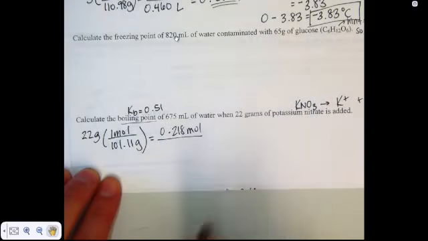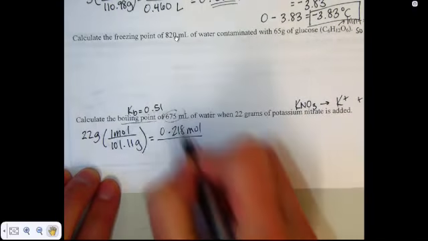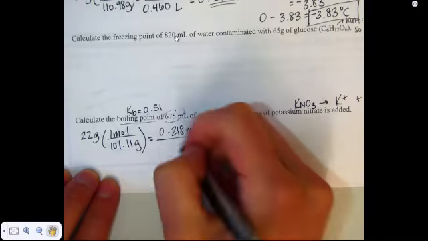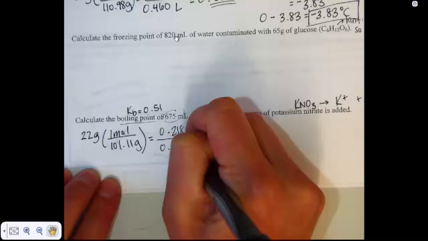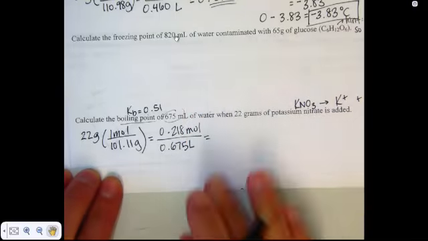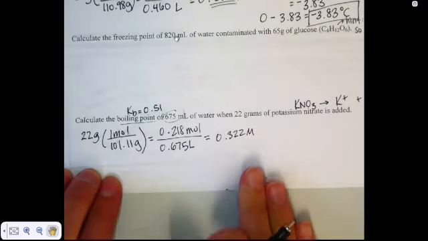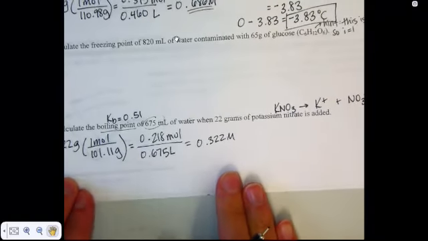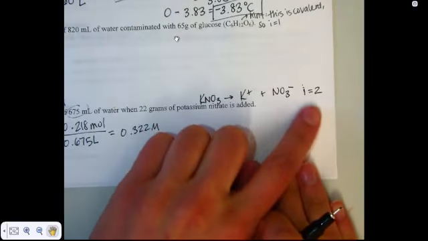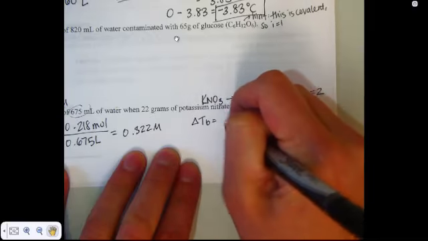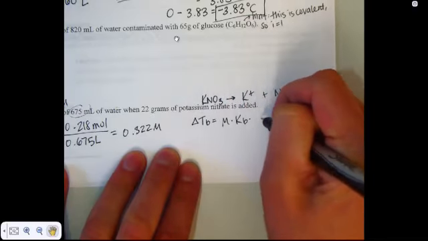That will give us 0.218 moles. And we want moles per liter. We have 675 milliliters. Don't you dare put milliliters on the bottom here. We're going to put 0.675 liters. And that will give us 0.322 molar. So now we have all the information we need. We have the molarity. We have what I equals, the number of particles. And we have this handy-dandy equation.